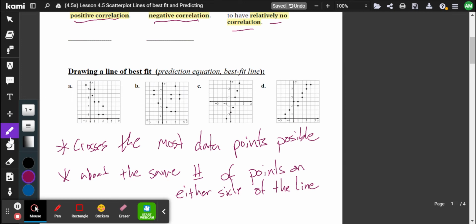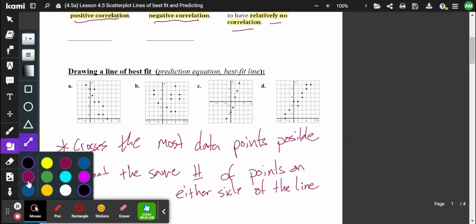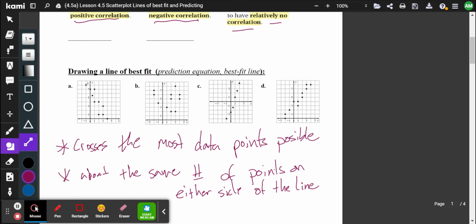So to draw the line, I'm going to use a straight edge. If we're using Canvas, I'm using Cami, we're going to use the line feature. Let's see, and I'm just going to try. If I draw this line, that gets me 1, 2, 3, 1, 2, 3. Yeah, that's a pretty good line of best fit. So I'm going to call that good. That's not the only line that I could draw, but that's the one I'm going to draw there.